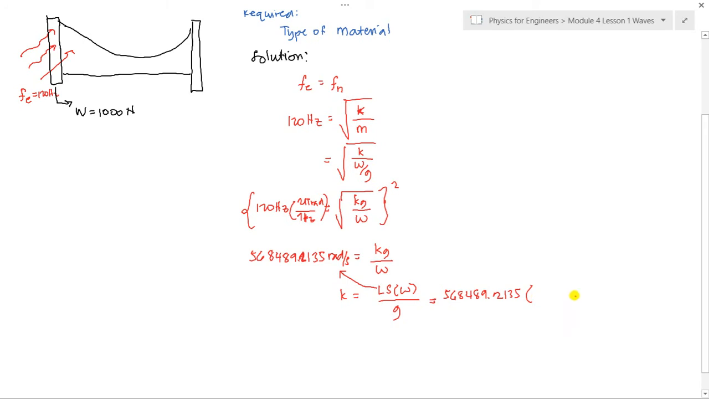The weight here is 1000 newtons divided by the gravity, that is 9.81. So the K, or the stiffness of the object, should be the answer times 1000 multiplied by g. Checking the units: it is per second squared, this is newton, and this is meter per second squared. Therefore the second squared cancels, leaving newton per meter.